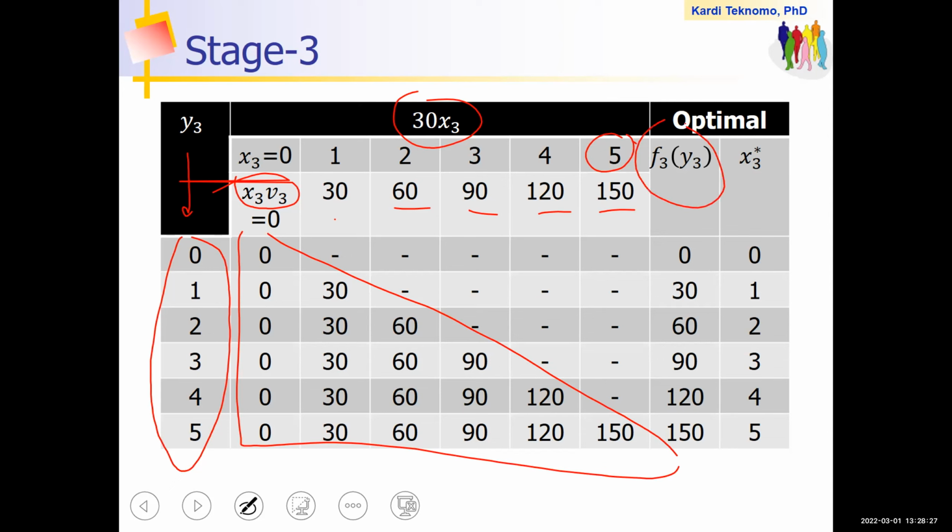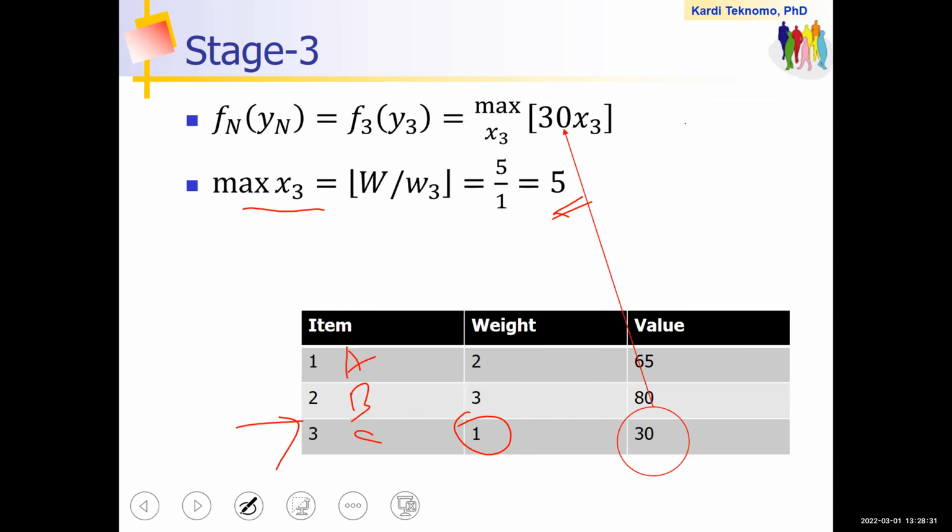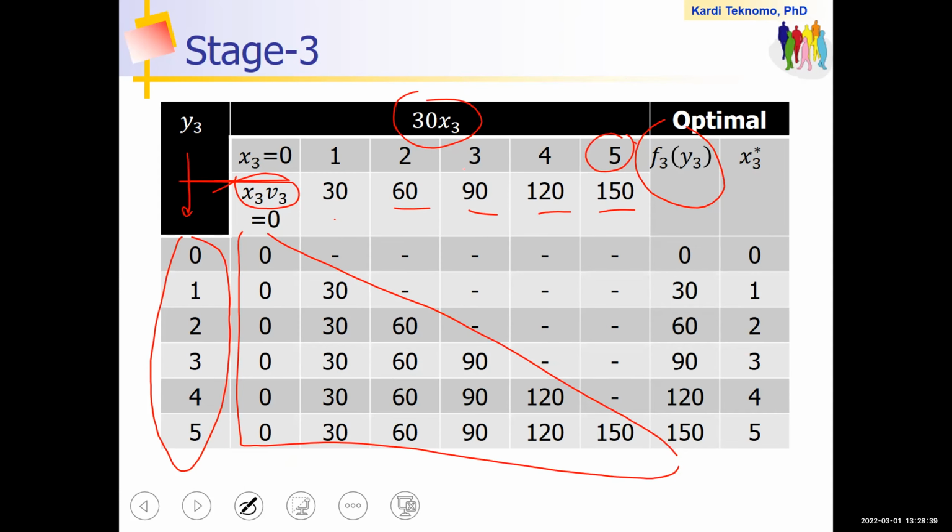You can calculate the F3. F3(Y3) is the maximum of 30 times X3. So what is the maximum of X3 times 30? You will get 0, 30, 60, and up to 150, right?